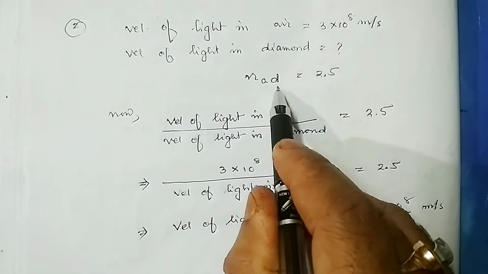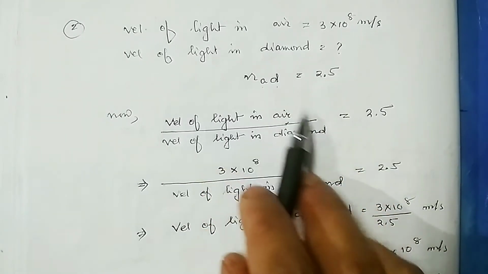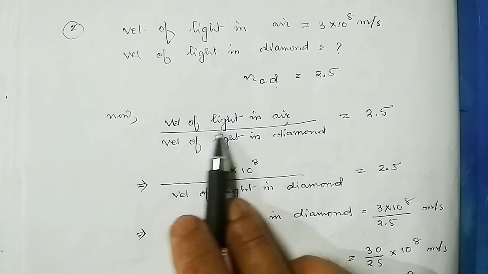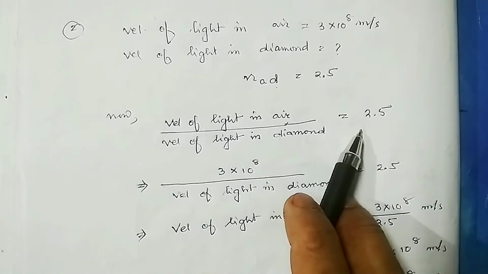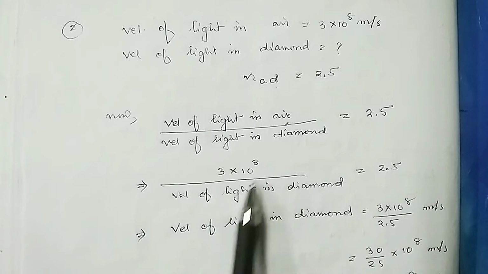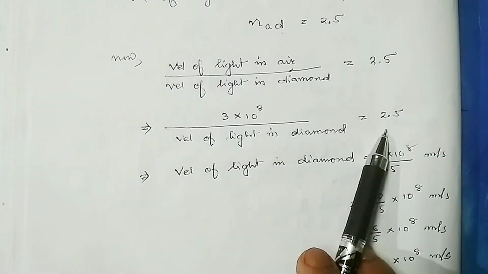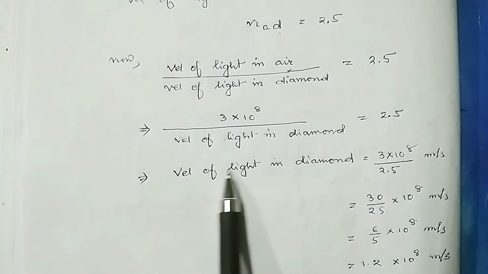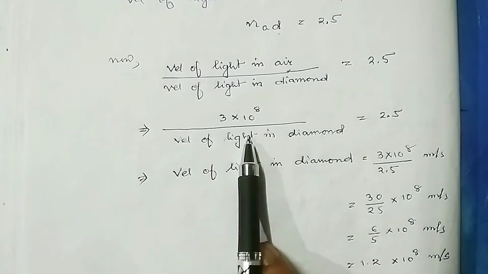Refractive index of diamond with respect to air is 2.5. Now we know refractive index of diamond with respect to air can be written as velocity of light in air by velocity of light in diamond is equals to 2.5. Now velocity of light in air is 3 into 10 to the power 8 by velocity of light in diamond equals to 2.5. Now if we just interchange this, we are going to get velocity of light in diamond is 3 into 10 to the power 8 divided by 2.5.